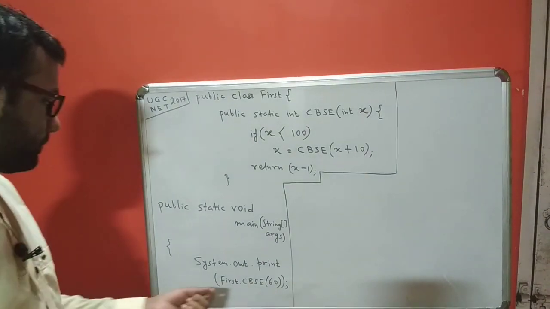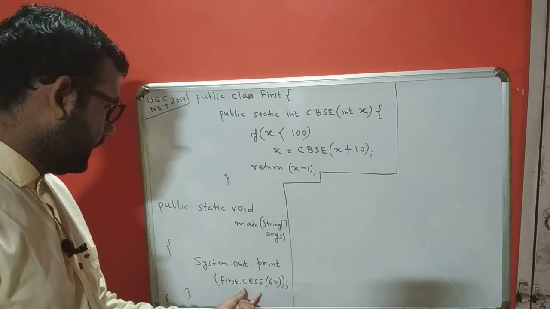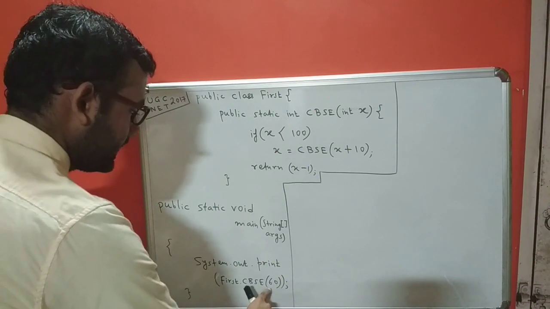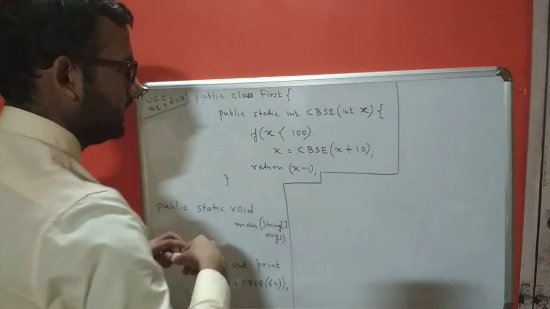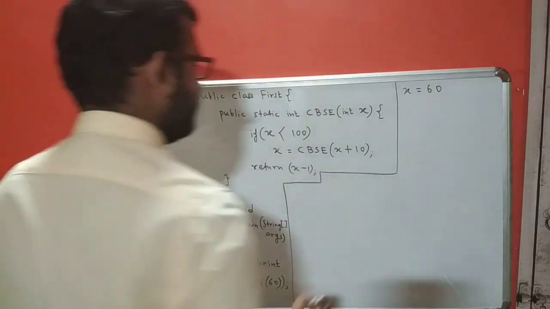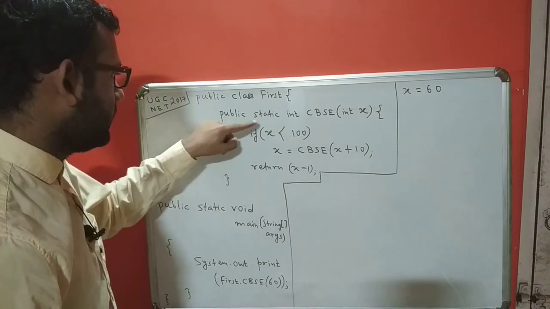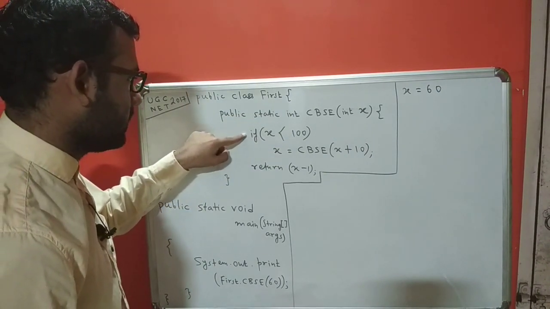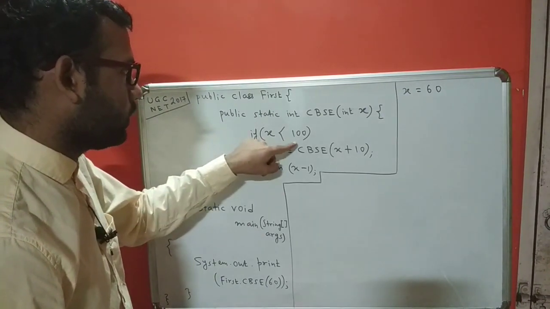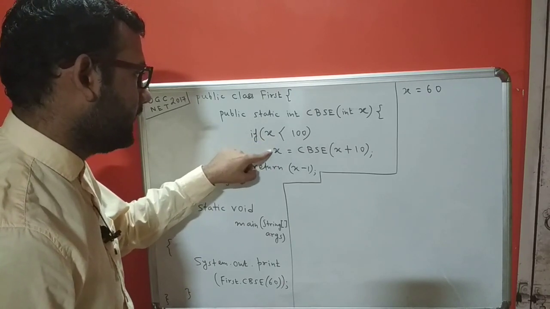Anyway, when this call is invoked, the cbse method is invoked with an argument of 60. So this 60 will get copied to x. So x now has a value of 60. Fine. So far so good. Now coming into the body of the method, we find a condition. What is the condition telling us? It is telling us to check whether x is less than 100 or not. Yes, it is less than 100. Since this condition is satisfied, this statement will be executed.